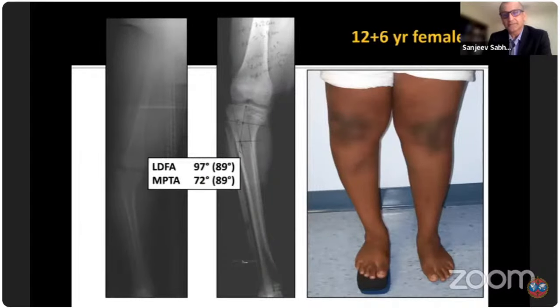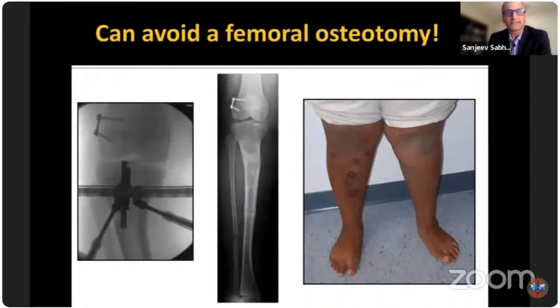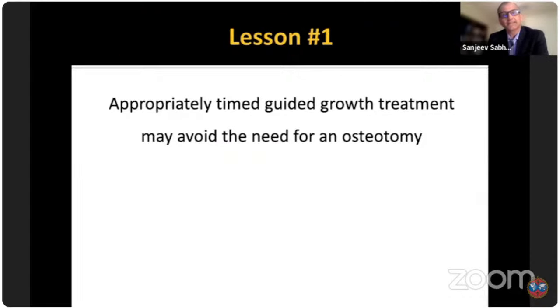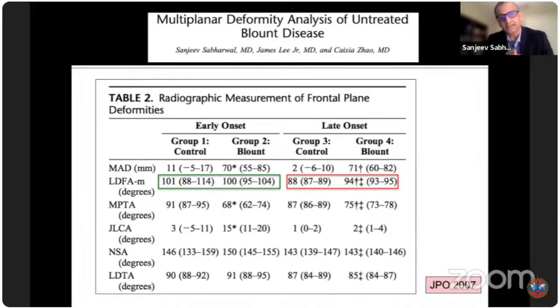But the guided growth can also be used, let's say, for the distal femur if you're planning to do a proximal tibial osteotomy with gradual correction in late onset Blounts. And this is one such example. So again, to recap, guided growth is generally preferred for mild to moderate deformities, depending on whichever measurement parameters you use. You obviously need to have some growth remaining, and it seems to be more effective in patients who are not too obese. So I think the lesson here is appropriately timed guided growth can avoid the need for osteotomy in both early and late onset patients. The second thing is based on a review we did.